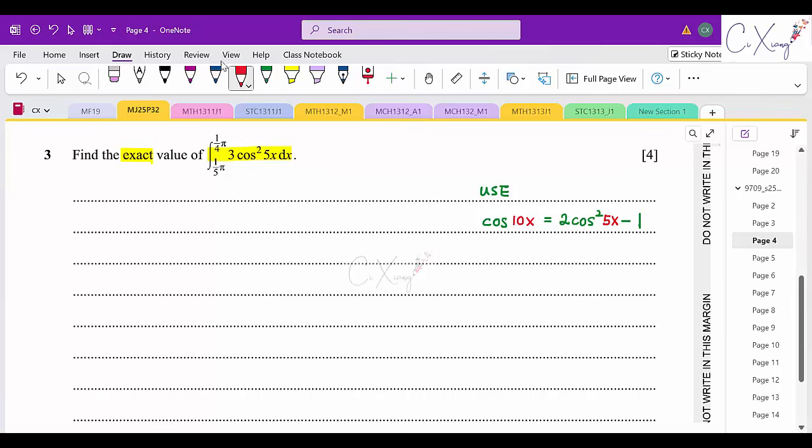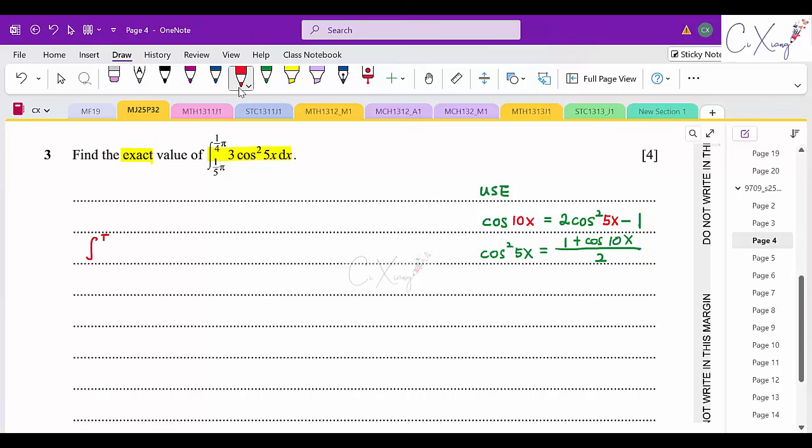Okay? Then after that, if I rephrase my equation, I'll be having cos square 5x equals to 1 plus cos 10x divided by 2. And that means I can substitute this into my equation for integration and solve it from there.